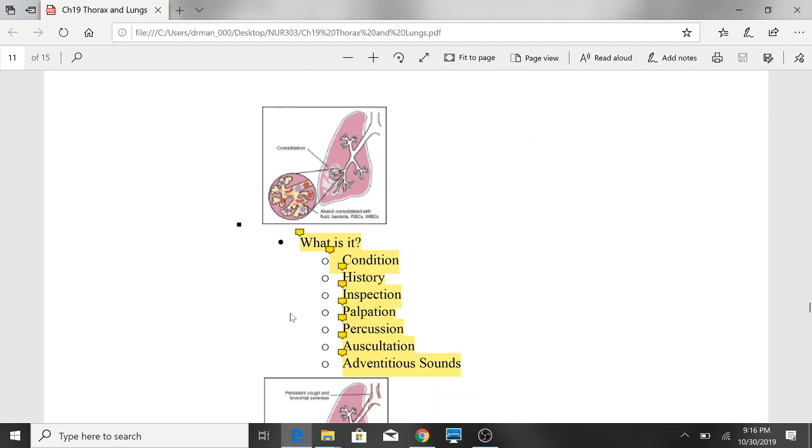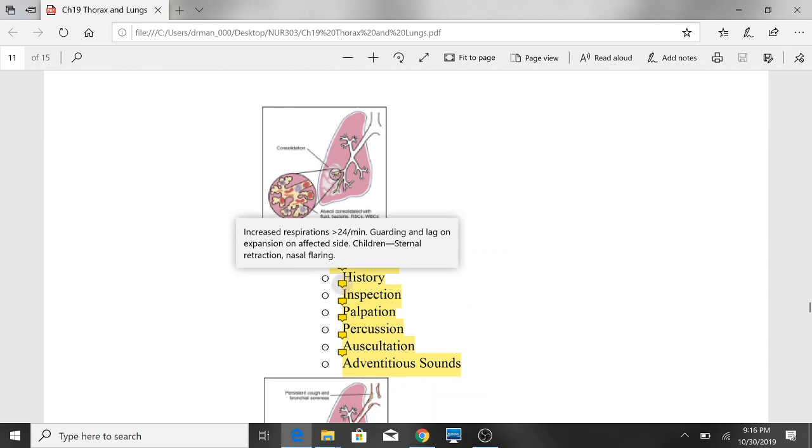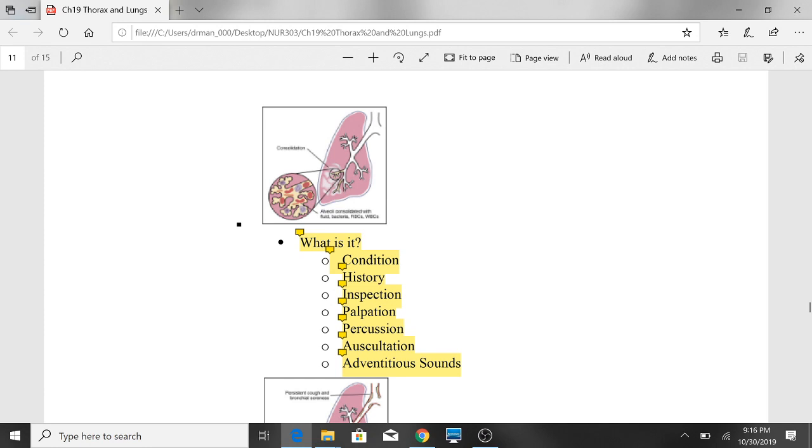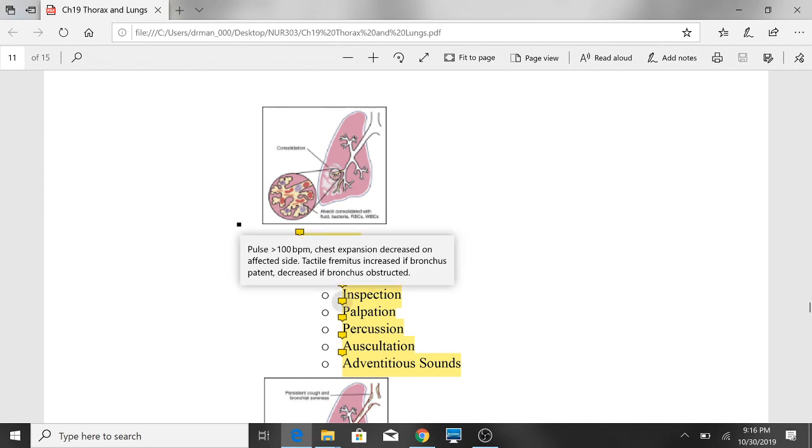What about when we inspect them? Increased respiration, definitely higher than 24. Guarding and lag on expansion on the affected side. What about palpating someone with lobar pneumonia? Pulse is definitely greater than 100 beats per minute. Chest expansion decreased on the affected side. Tactile fremitus is increased if the bronchus is patent, decreased if the bronchus is obstructed.